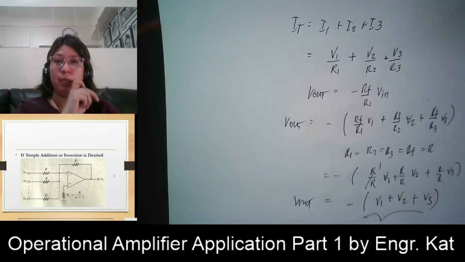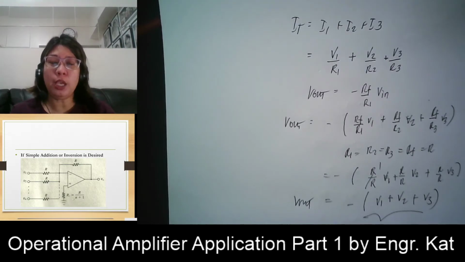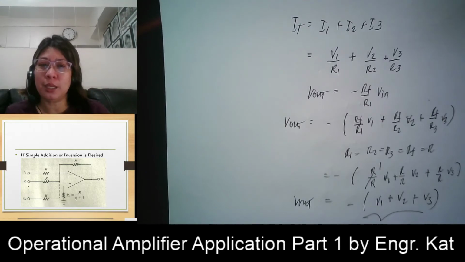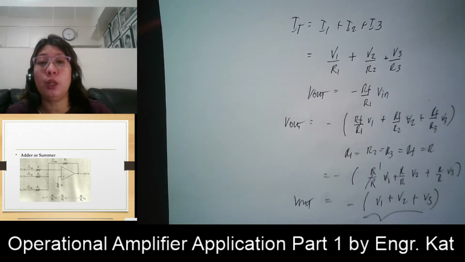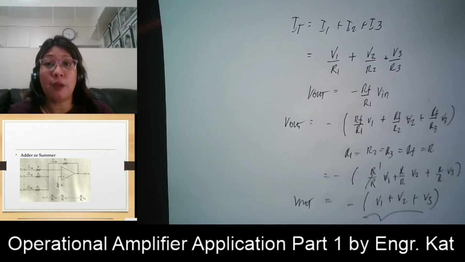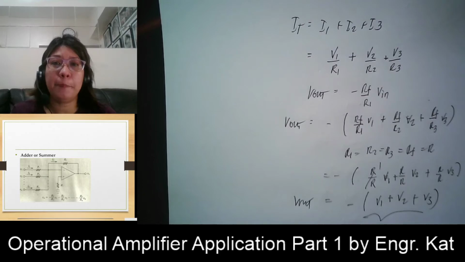Okay, so this is if simple addition or inversion is desired. Your compensating resistance here is still equivalent to the parallel combination of all the resistors that you can find in the circuit. Okay, so that is the definition for your compensating resistance.